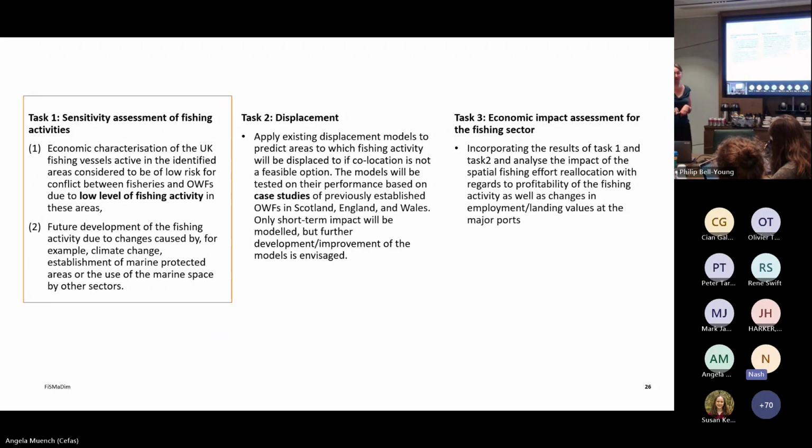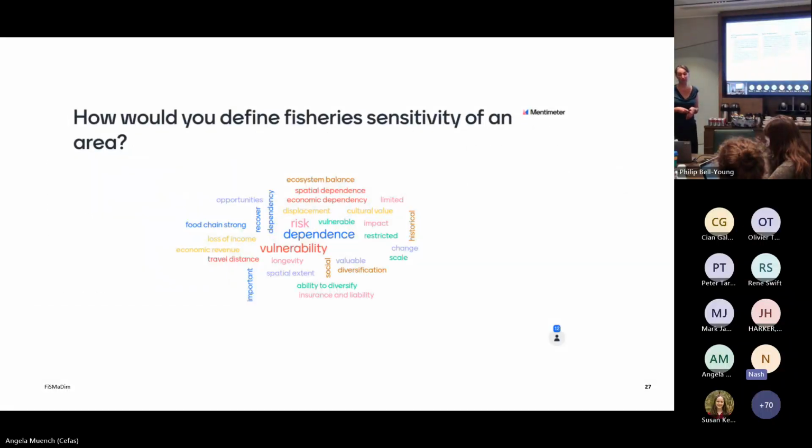So let's talk about the first one, the sensitivity. One of the first things we learned when we started to talk about sensitivity of fishery is that lots of people had different concepts when we started this project. So we asked our project advisory group, can you please tell us what you would like to see there? And mainly it was about economic dependency, the vulnerability as soon as you restrict their access to the fishing ground. So we tried now to incorporate it.